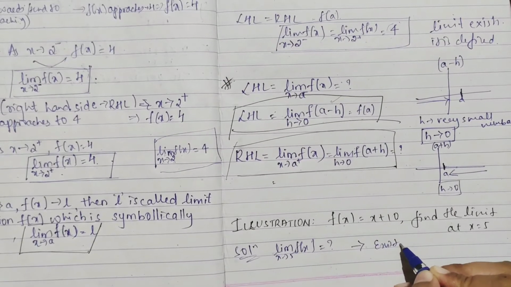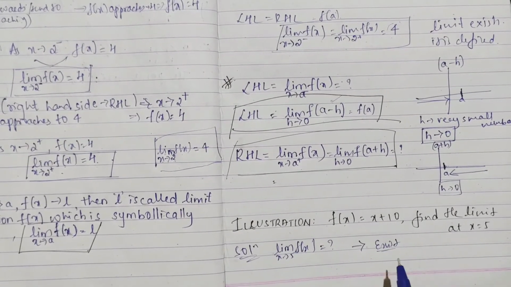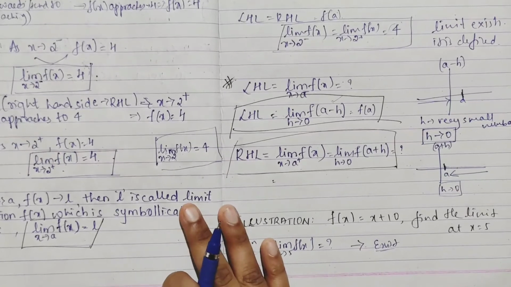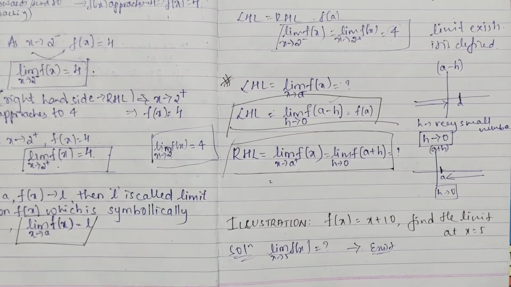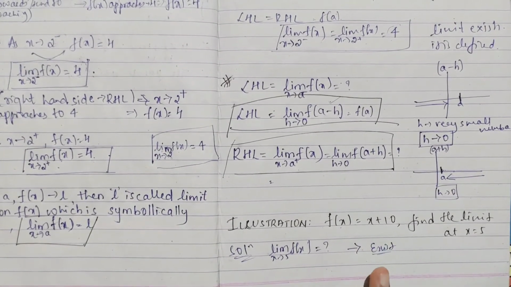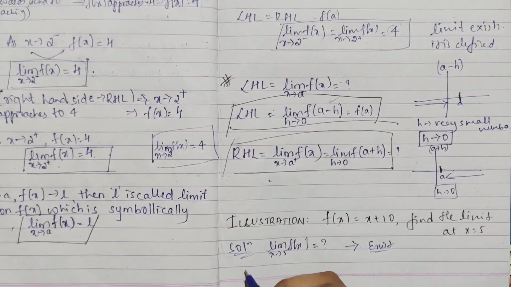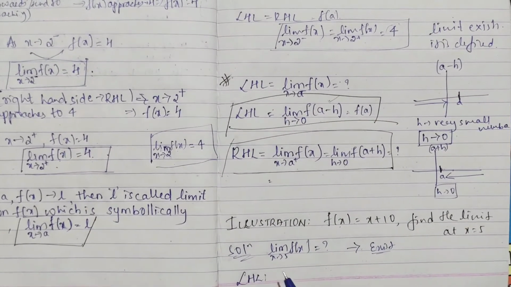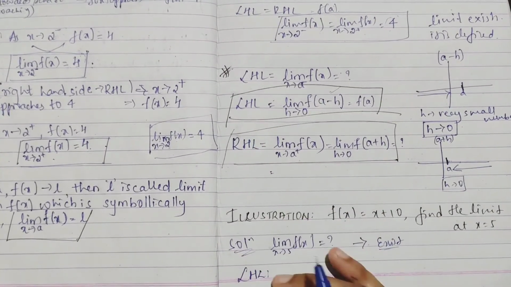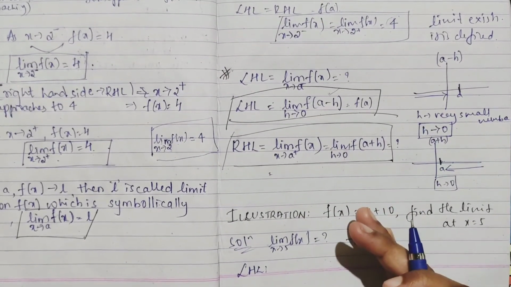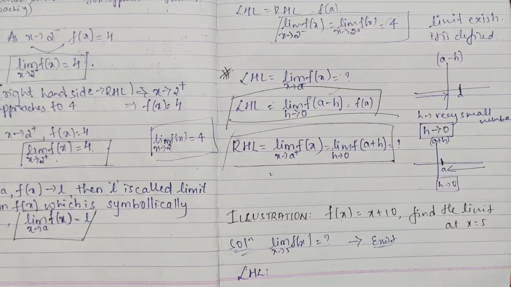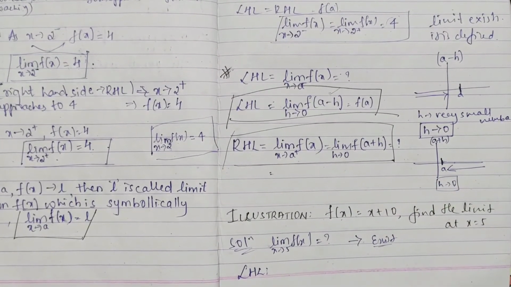Does it exist or not? We have to check. If the limit exists only, then only we can find the value, as you saw previously. So, to check the existence, we have to go for LHL and RHL. I am just showing how LHL works. For every function, we won't go for LHL and RHL, only for a few problems will we apply LHL and RHL. You will know where and how.